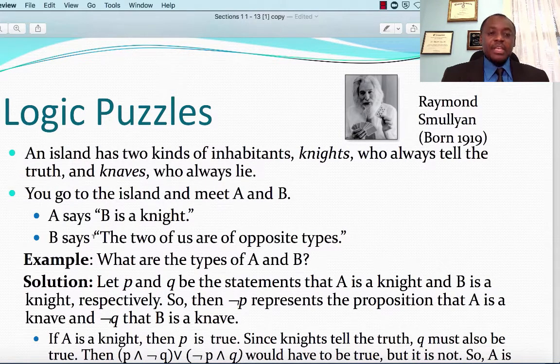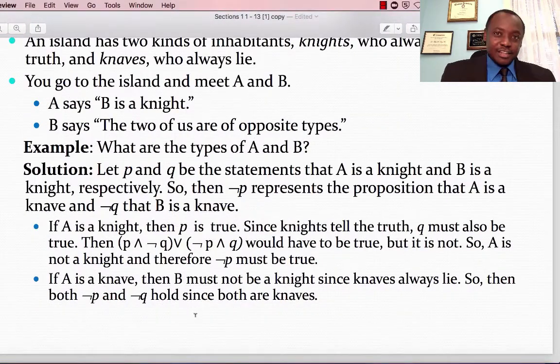So P would be "A is a knight" and Q would be "B is a knight." And of course, that means not P would be "A is a knave" and not Q would be "B is a knave."